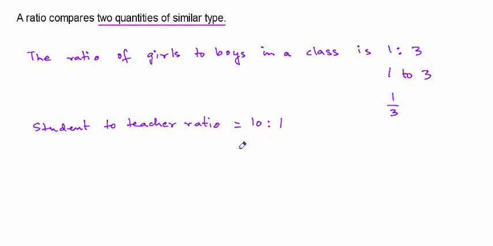And like I said, it can also be written as 10 to 1 or 10 over 1. They all mean the same thing. And because ratios can be written as fractions and fractions can be reduced to their simplest forms, ratios can also be reduced to their simplest forms. All you need to do is just rewrite the ratio as a fraction and keep reducing it. There are a couple of more things you want to know about.